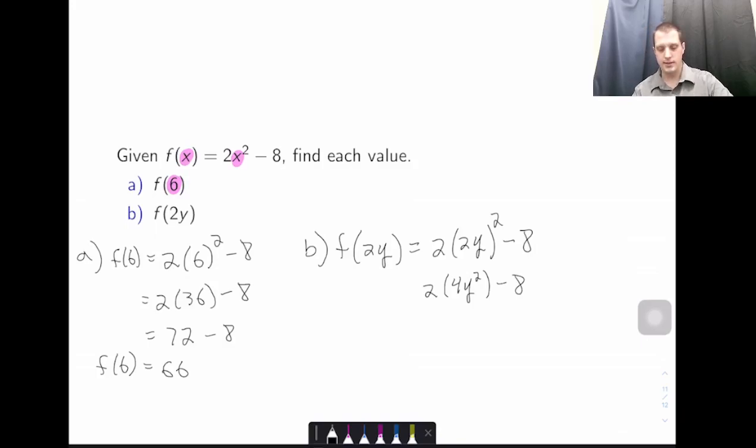Now I can do my parentheses. I can do 2 times 4, which gives me an 8y squared minus 8. And that is what I get for f of 2y.